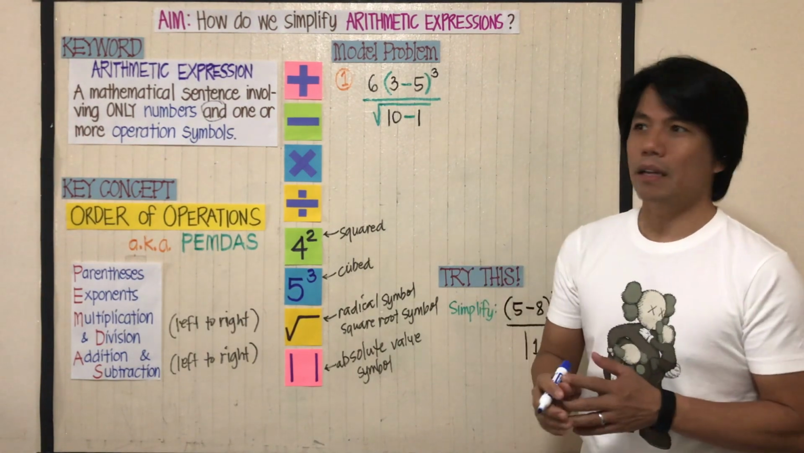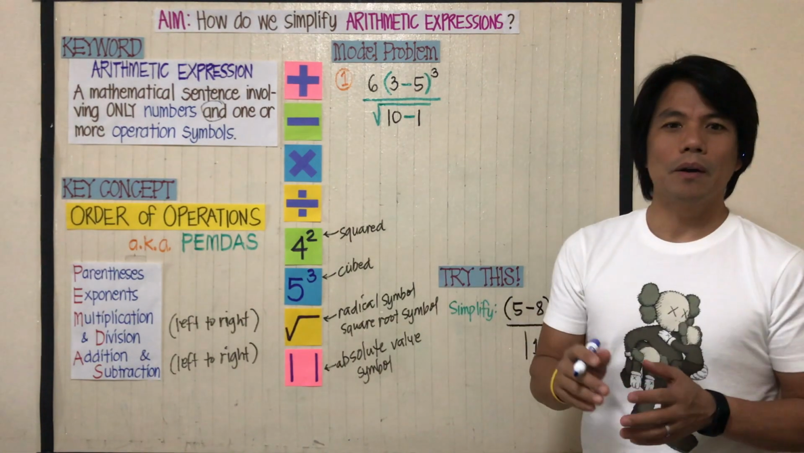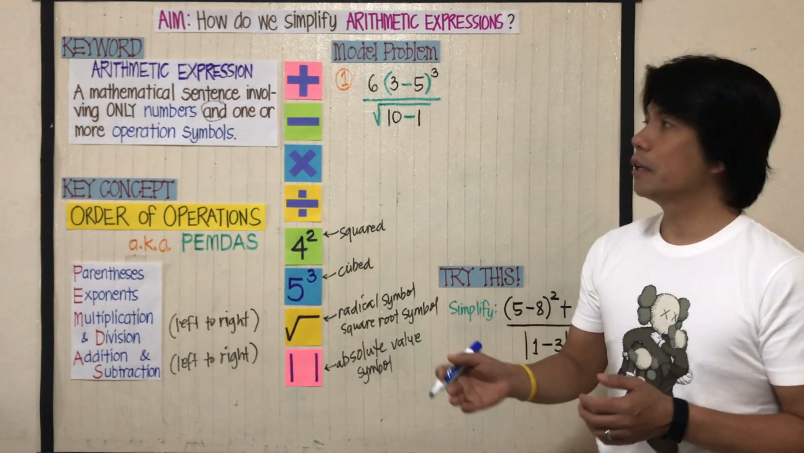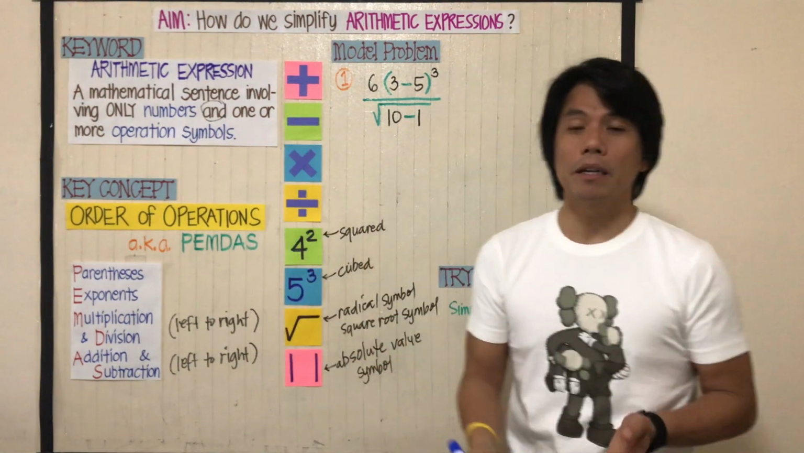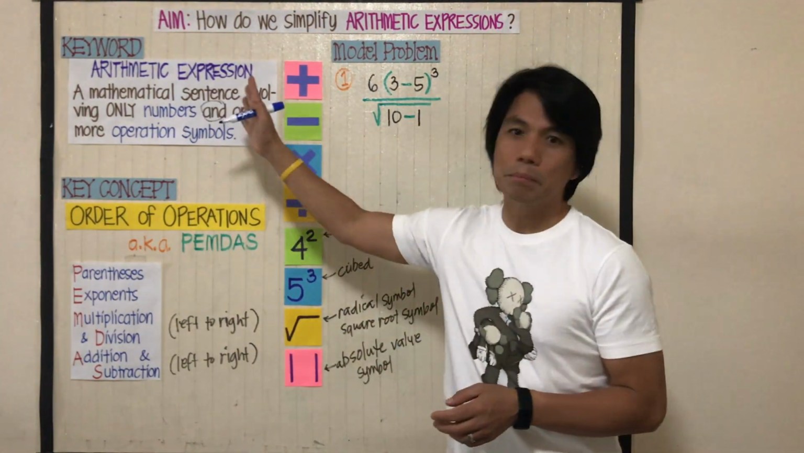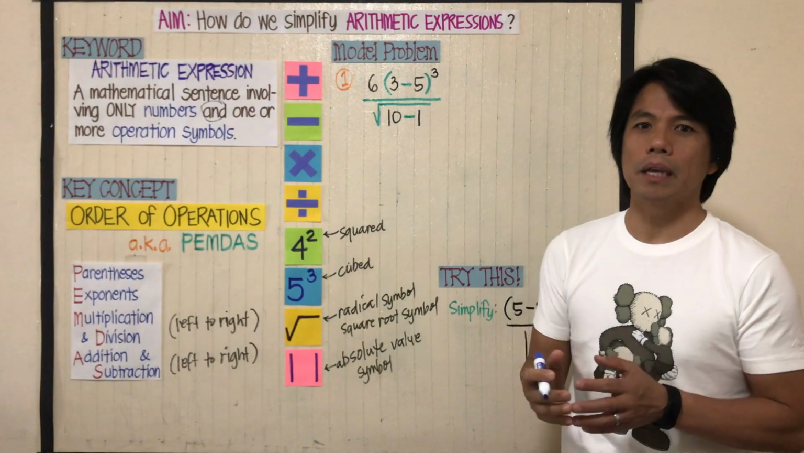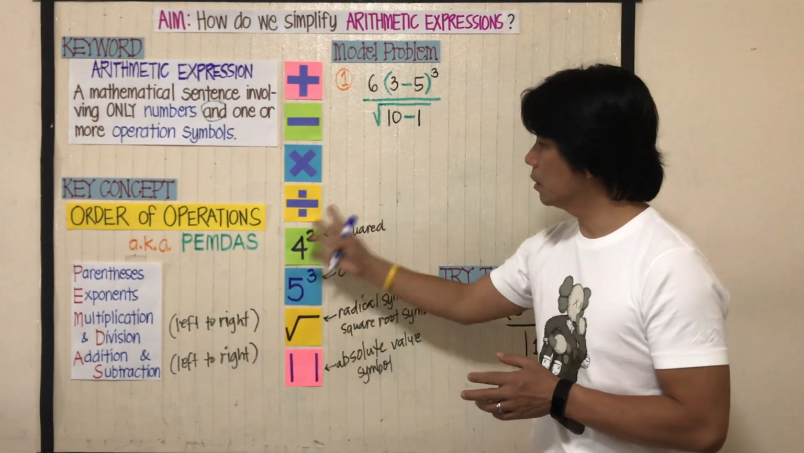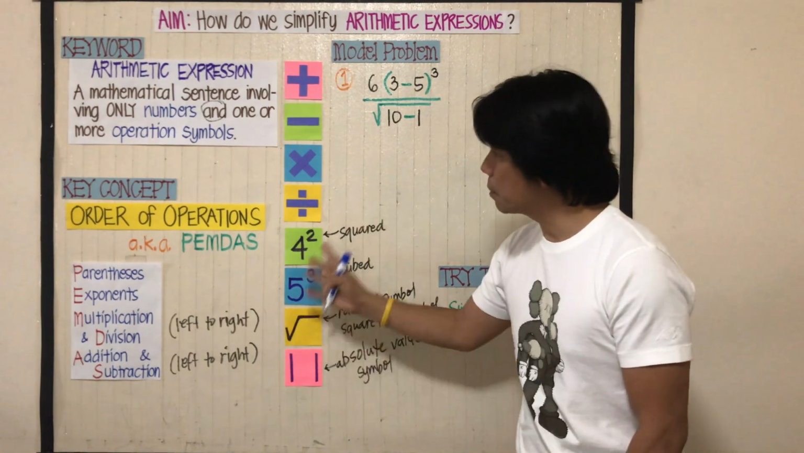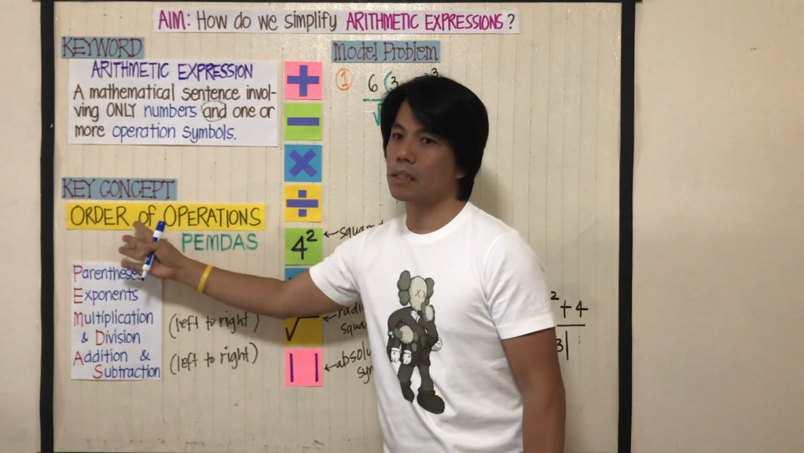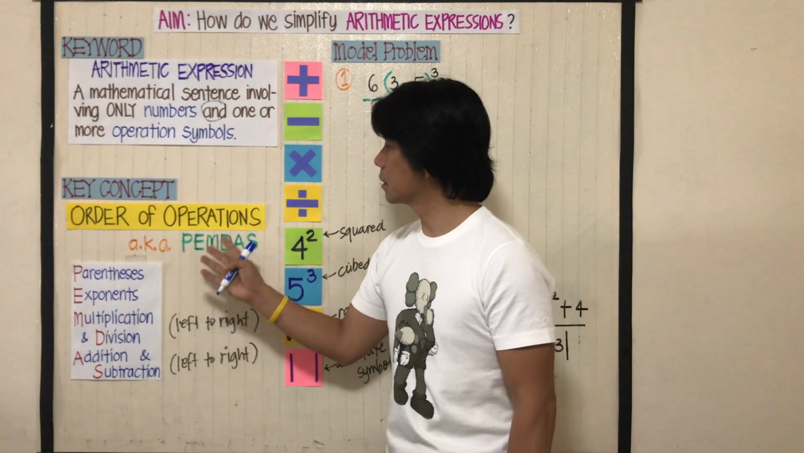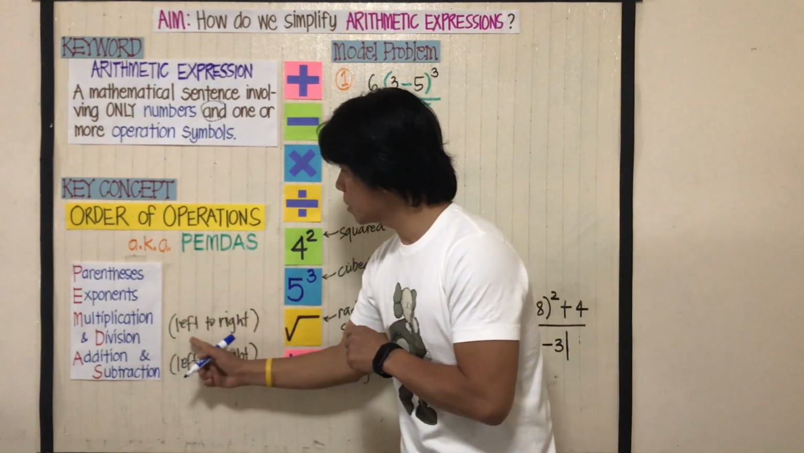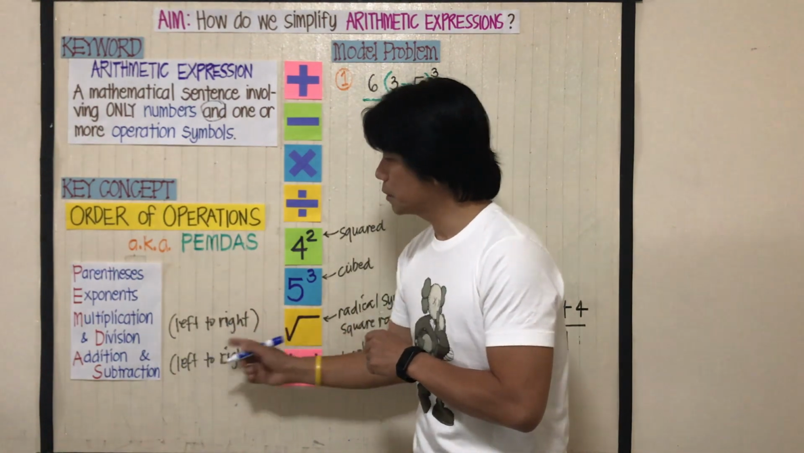Today we are going to learn how to simplify arithmetic expressions. This is the second part on this topic, so I suggest that you check out my channel for the first part, where I briefly discuss the definition of arithmetic expressions and these symbols, how you read them properly, and also the key concept on order of operations, also known as PEMDAS, and why multiplication and division should be done from left to right.